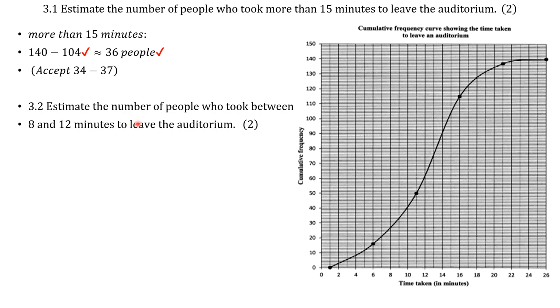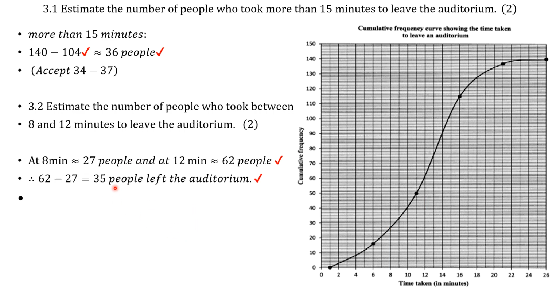Right, estimate the number of people who took between 8 and 12 minutes to leave the auditorium. So I'm going to go to 12 minutes, go up, see how many people I have, and then I'm going to go to 8 minutes, go up and see how many people I have, and then I'm going to subtract the 2. Right, so at 8 minutes, I have approximately 27 people, and at 12 minutes here, I have approximately 62 people if I read it off the graph. So the number of people would be 62 minus the 27, which then gives me 35 people left the auditorium between 8 and 12 minutes.